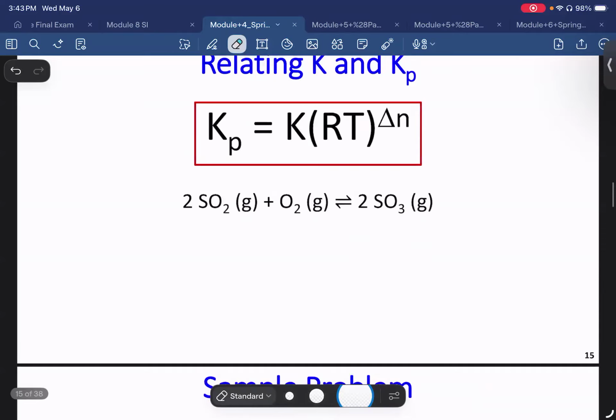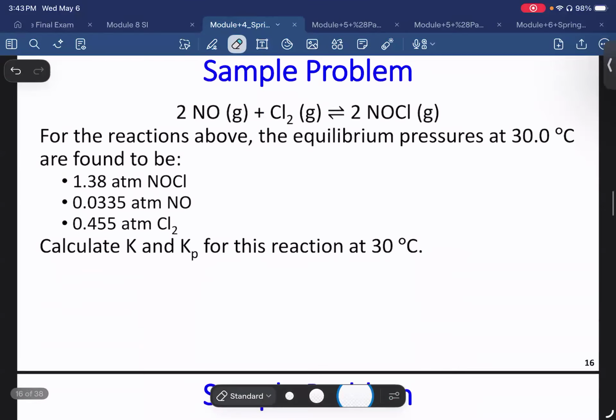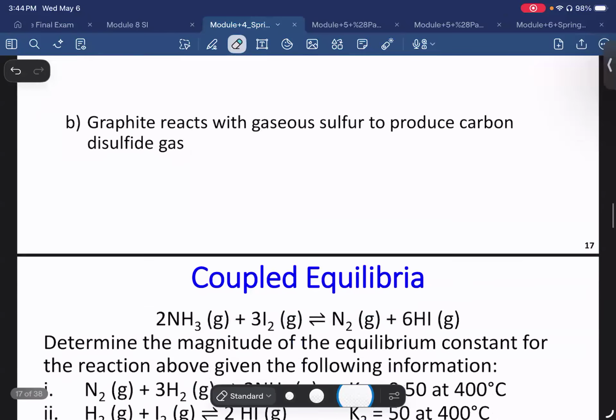I believe this formula is given on your reference table, so you can use that. So yeah, this is a standard question you probably would get if you had Kp on your exam. You wouldn't really be asked a conceptual kind of question with this. But again, don't take my word for it because I never know with Professor Yusuf. He could do anything really.